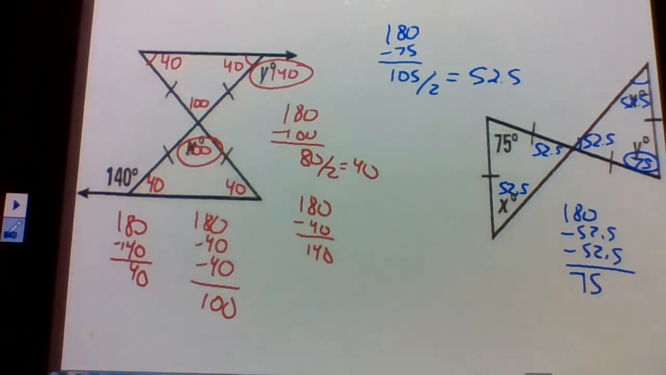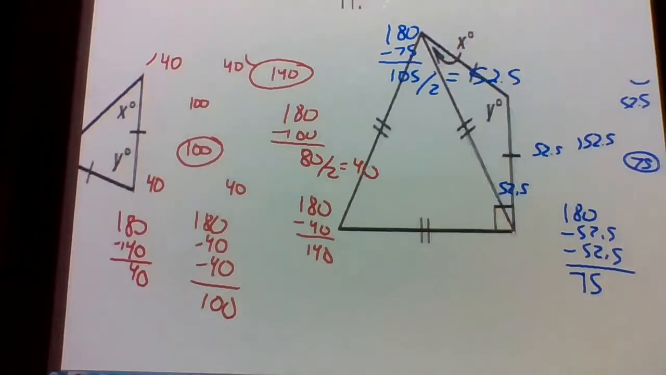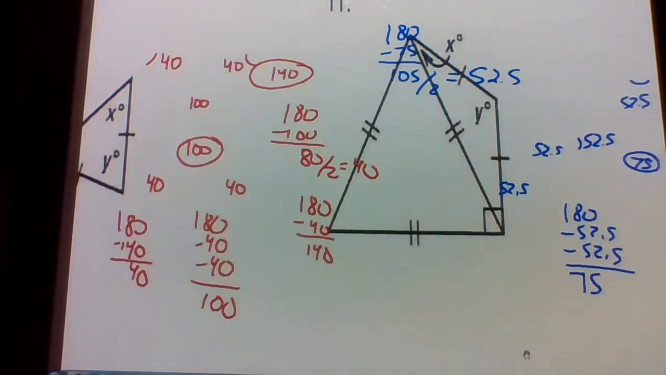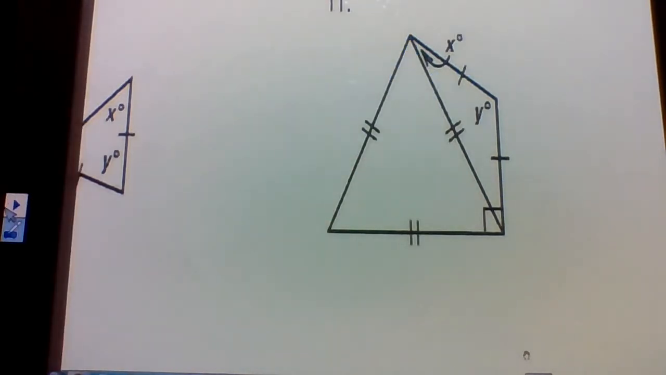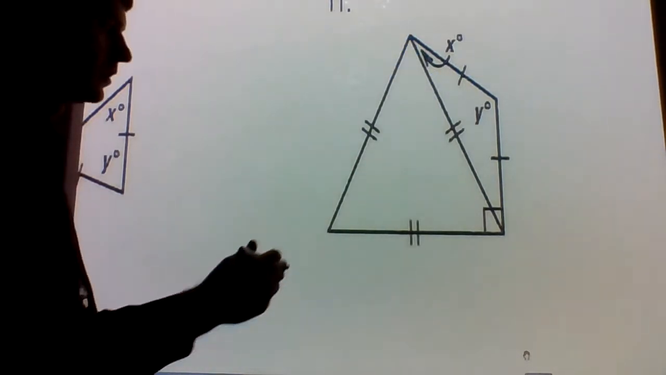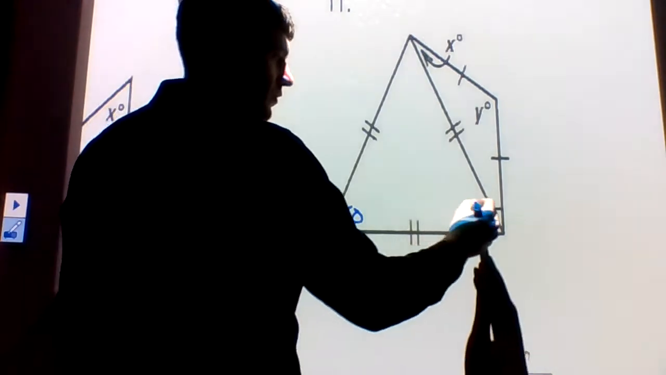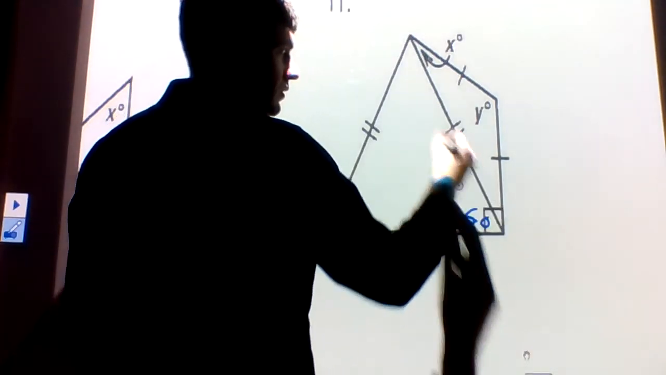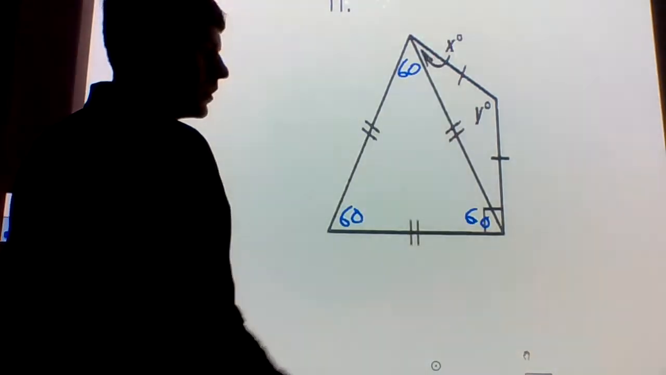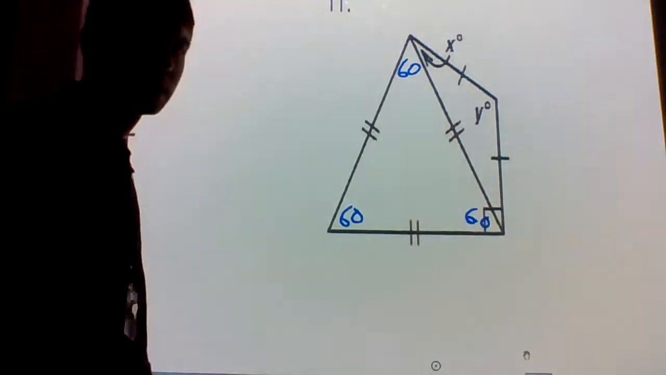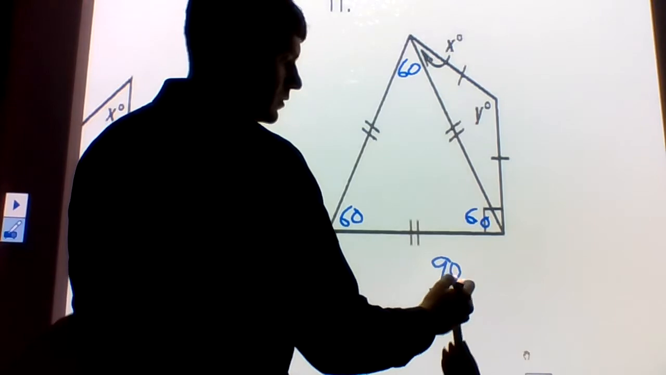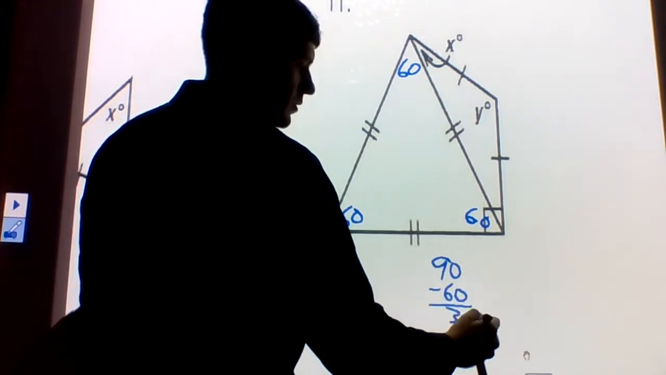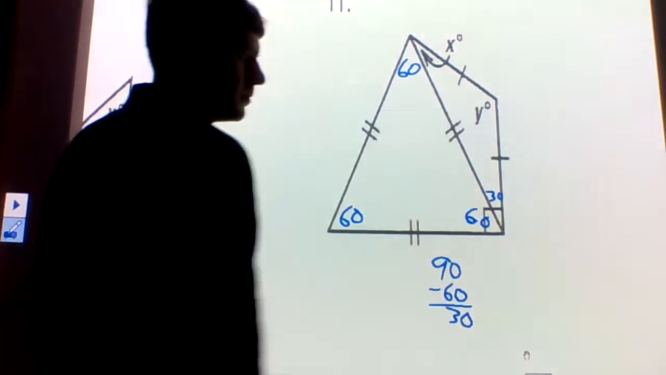All right, number 11. All right, we have an equilateral triangle here. So we know the three angles of an equilateral triangle are 60, 60, and 60. We have a right angle here. We know the measure of a right angle is 90 degrees. So we can do 90 minus 60. It's going to give us 30.